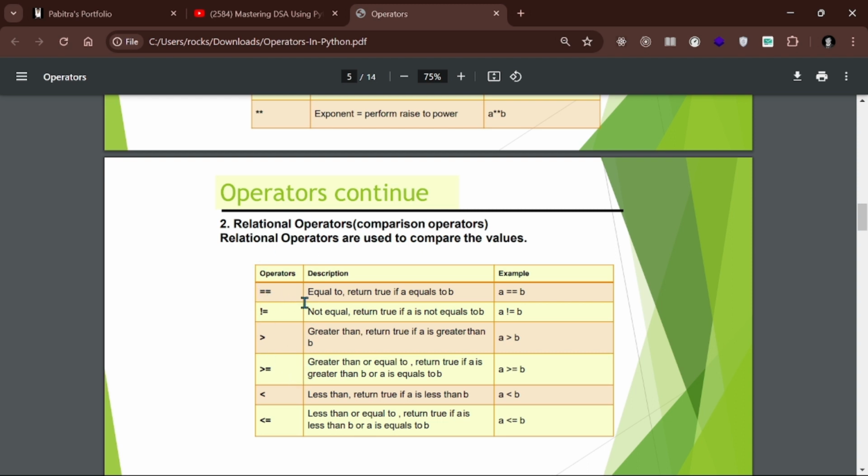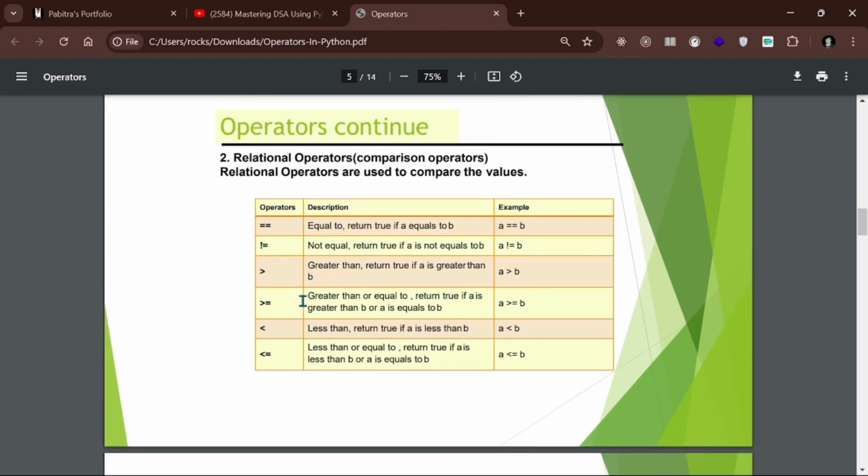Let me tell you one thing you should keep in mind: for relational operators, all the values we get in our terminal will be boolean values. If you already have programming experience in C, C++ or Java types of languages, there you have boolean values like 0 and 1, where 0 denotes false and 1 denotes true. For Python we will directly get false and true.